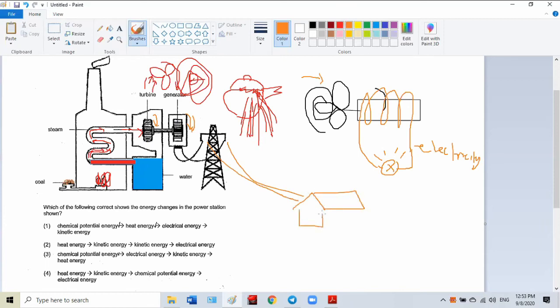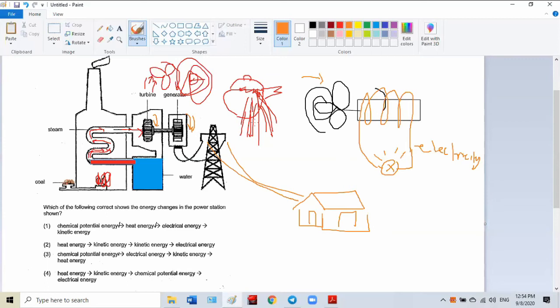You can just draw a room. Okay? Can you see? Alright. So do you understand what it's doing? Alright, cool. So which one shows the energy changes in the power station? Come on, energy changes? It started from what energy? Where did it start?